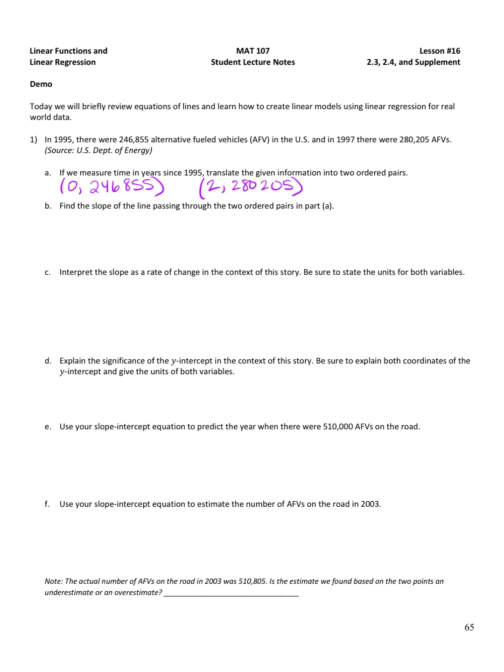Okay, so I want to find the slope passing through these two ordered pairs. So slope is change in y over change in x. So we just have to subtract the y's and subtract the x's. So 280,205 minus 246,855. That is 33,350 over 2 minus 0 is 2. And we get 16,675.